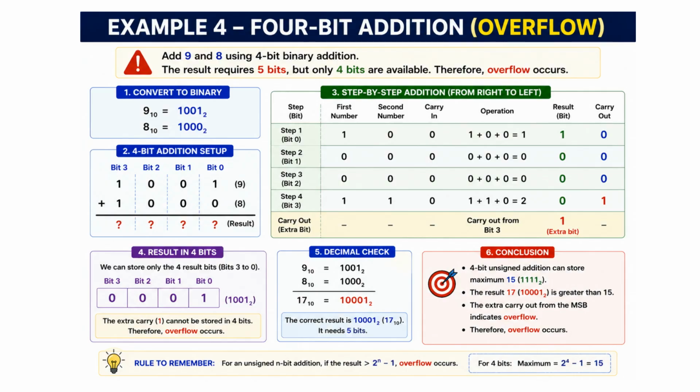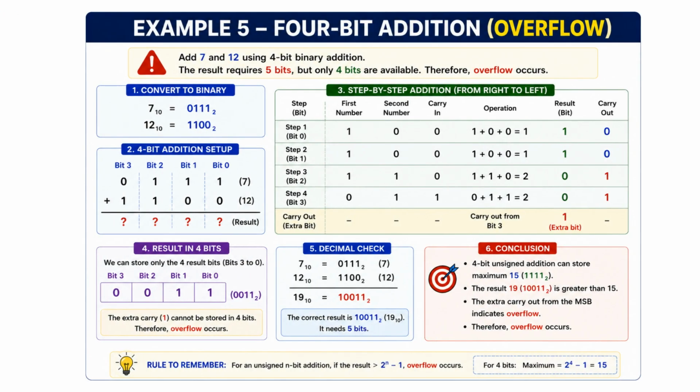Notice, this answer requires 5 bits, but our register has room for only 4 bits. Only the rightmost 4 bits can be stored. The extra one, on the left, cannot fit inside the register. That extra bit indicates overflow. Remember, a 4-bit unsigned register can store values only up to 15. Since 17 is greater than 15, overflow occurs.